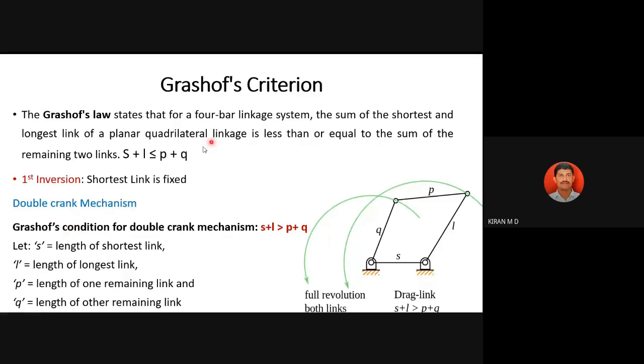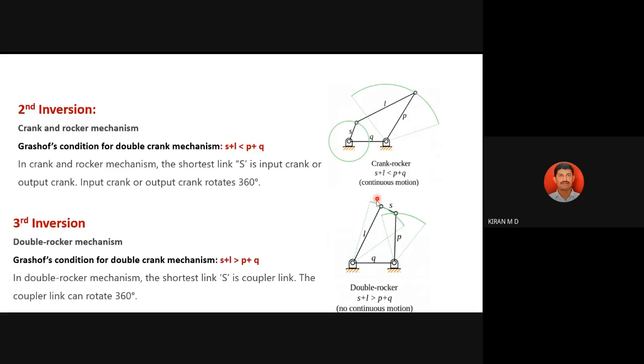Here, by fixing the shortest link, we can achieve the double crank mechanism. The second one: instead of fixing the shortest link, we fix any one of the remaining two links. Here the shortest link is the driver and the longest link is the connecting link. So here we can achieve the crank and rocker mechanism.